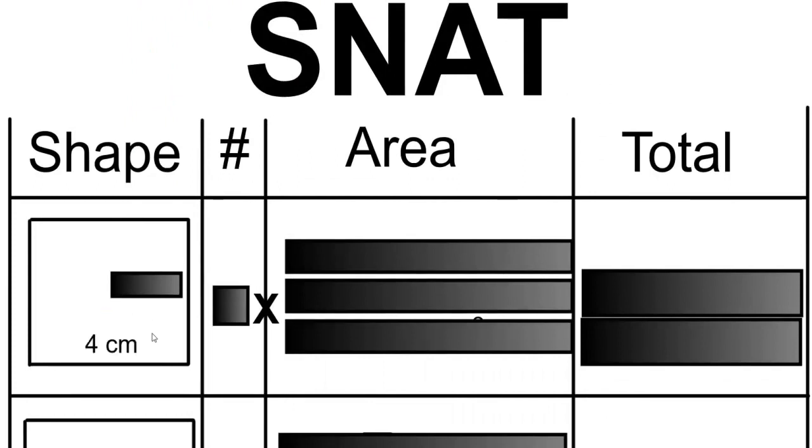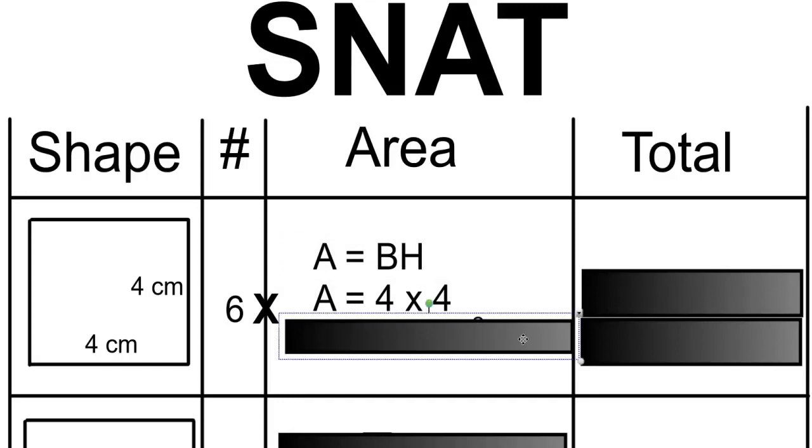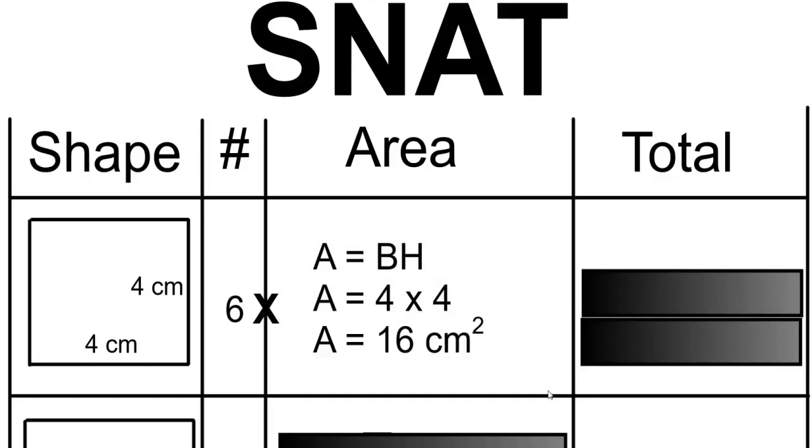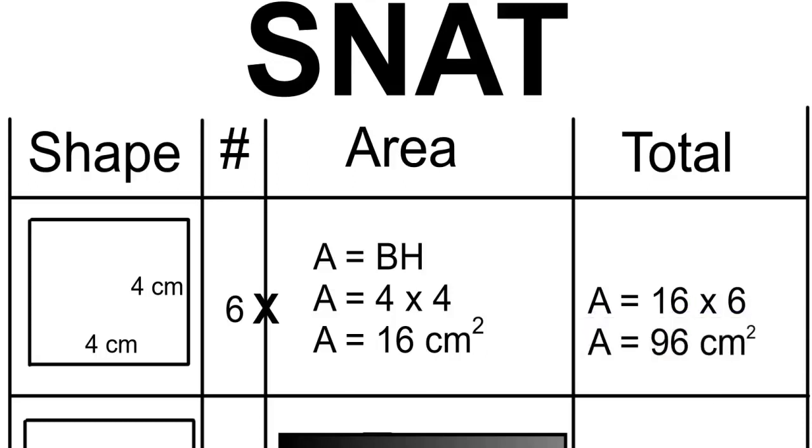So the shape will be 4 centimeters by 4 centimeters. There will be 6 sides. And now we'll solve. Area equals base times height. Area equals 4 times 4. So the area will be 16 centimeters squared. There are 6 faces, so 16 times 6 will be 96 centimeters squared.